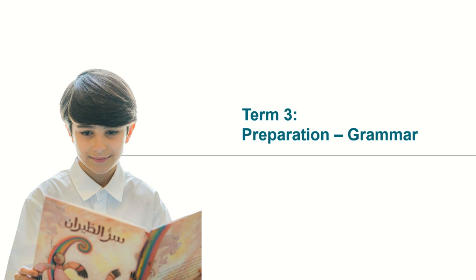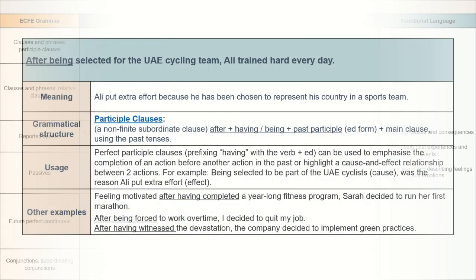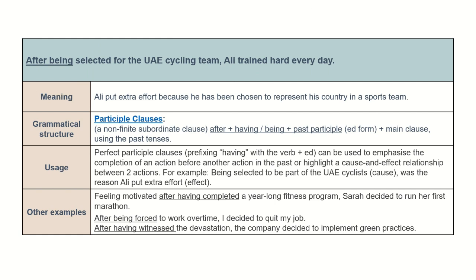Bismillah ar-Rahman ar-Rahim. So we are here in the second part of this video covering the grammar coverage of the end of term assessment for grades 11 advanced and 12 advanced. These are the included grammar topics for your assessment: participle clauses, relative clauses, reported speech, passives, future perfect continuous, and subordinating conjunctions. We're going to talk in detail, doing some exercises together, and I added some links for you to practice this grammar. Okay, the first one to start with is participle clauses.